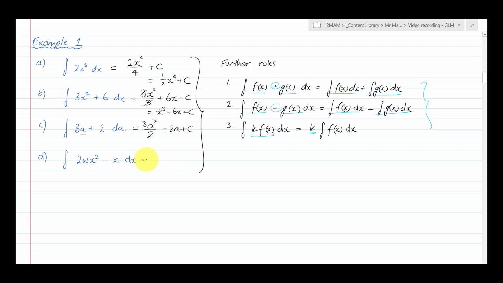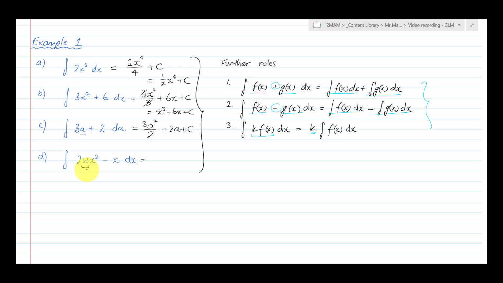And the last one is the integral of 2wx squared minus x with respect to x. So it's important to recognise here that we're deriving with respect to, or integrating with respect to x, so the w is treated like a constant. So it just sticks and hangs out with that 2. We're not integrating with respect to w. If that was the case, then the x would remain like a constant. That's where that "with respect to x" comes in.